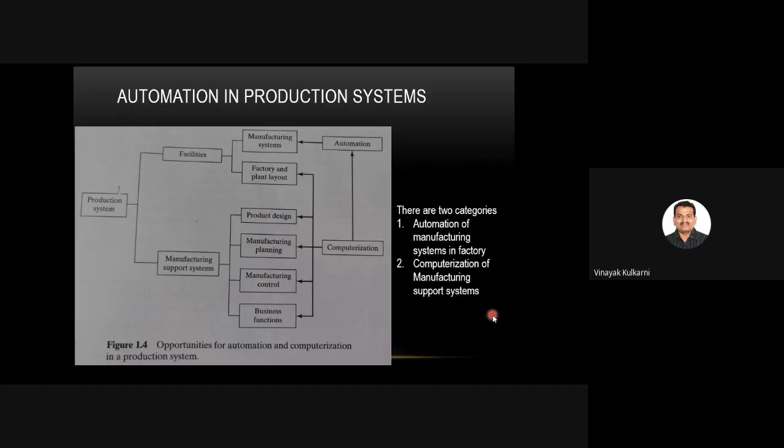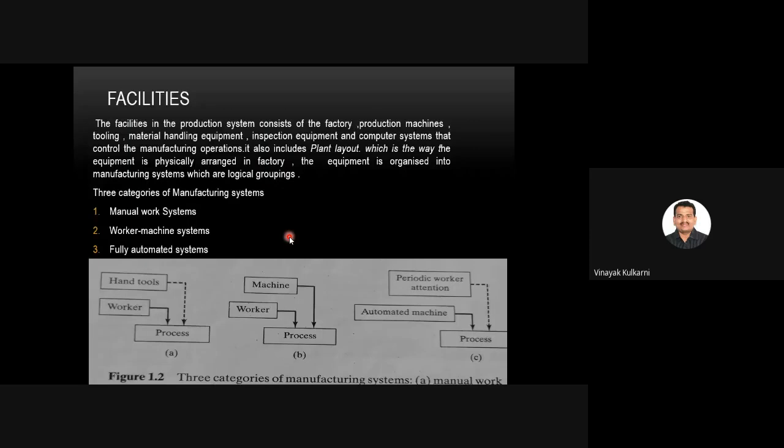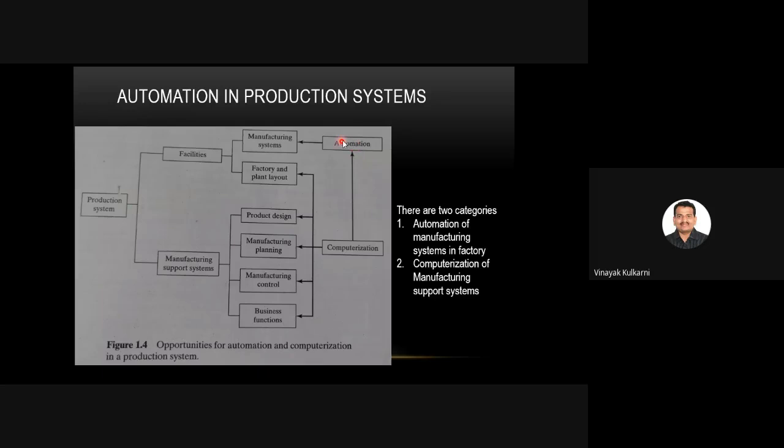Next is automation in production systems. So you can see, initially you saw this production systems. Okay. Now I am adding automated production systems. This same drawing is there. Okay. It is the same drawing. Only thing is this automation is added to the manufacturing systems and computerization is added to manufacturing planning. Now in manufacturing planning, what you had: process planning, master production schedule, material requirements planning, and capacity planning. So all these things were there in manufacturing planning.